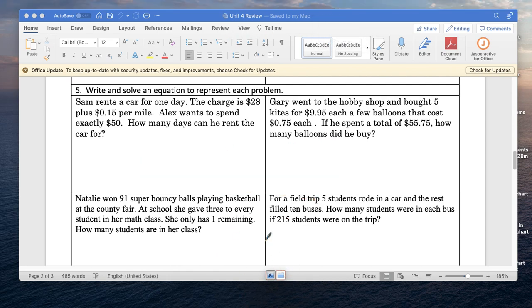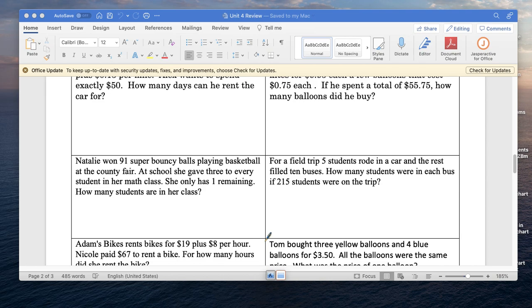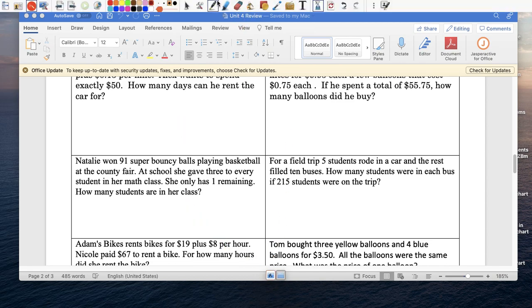Now they won 91 super bouncy balls playing basketball at the county fair. At school, she gave 3 to every student in her math class. She has only 1 remaining. I mean, students are in her class. So the 1 remaining plus, what is it? What variable should I use? How many students?